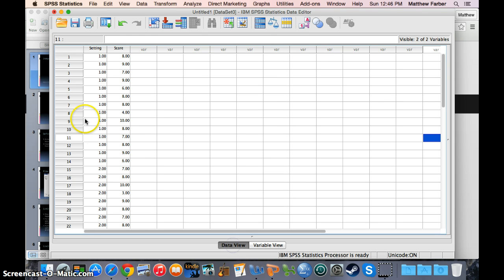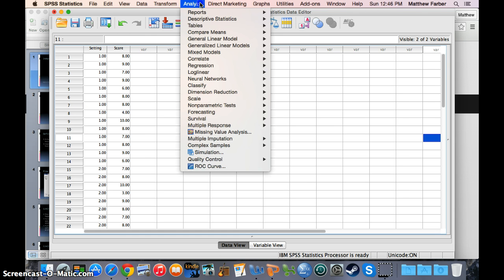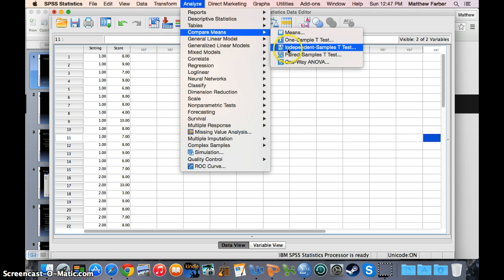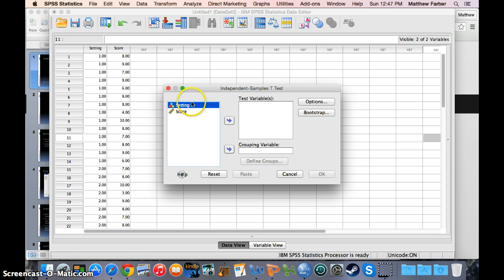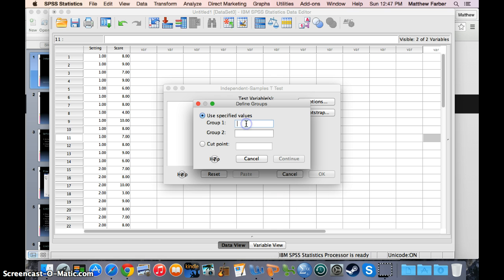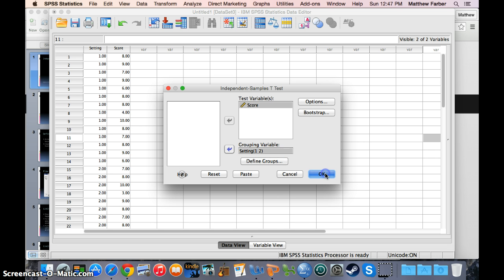So back to the data view. To analyze it, you want to compare means. This is an independent samples t-test. Setting and score. Score is your test variable, so we move it here. Setting is the grouping variable, we move it down here. And there are question marks, so you want to define them. Define groups. Group 1 is, we'll make it 1, 2, or you can say urban or suburban, but we'll just keep it as 1 and 2. Continue, and OK.